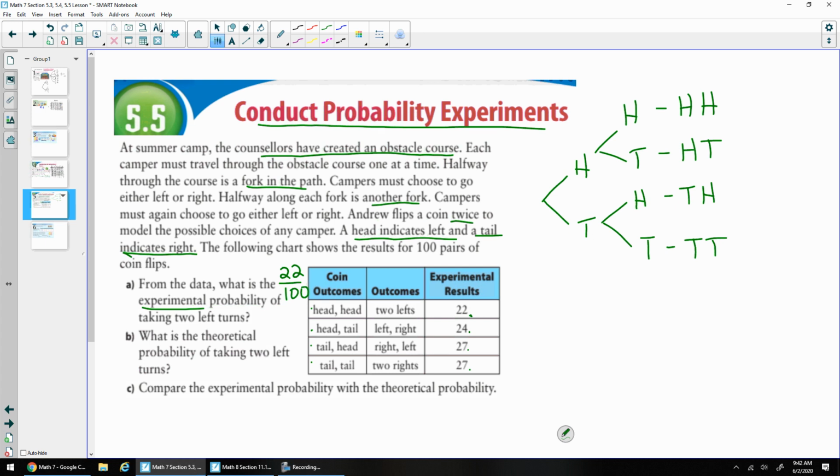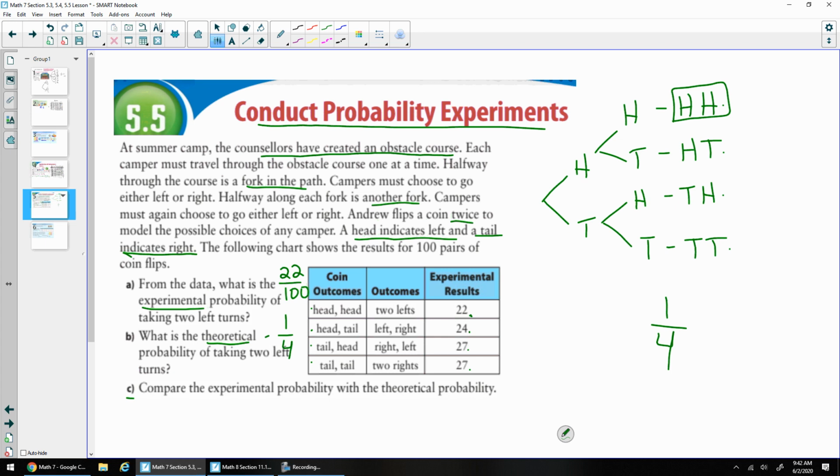Well, what is the theoretical probability of taking 2 left turns? If here's our 4 outcomes, heads and heads, heads and tails, tails and heads, tails and tails, there's only one outcome, heads and heads, that is favorable, which is 1 out of 4. So that is your theoretical probability. Now these may look different. And so C asks, compare the experimental probability with theoretical probability.